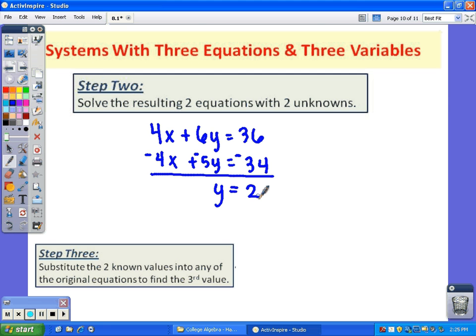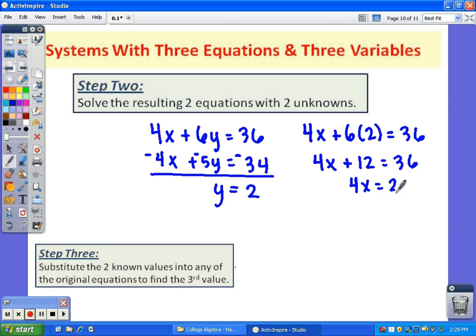Remember, to solve for the other variable, you take whatever you come up with and plug it into either equation. I'll just plug it into the top. 6 times 2 is 12. Subtracting 12 from both sides, we get 24. So that tells us x is equal to 6. So by solving the 2 by 2, I know that y is equal to 2. I know x is equal to 6.